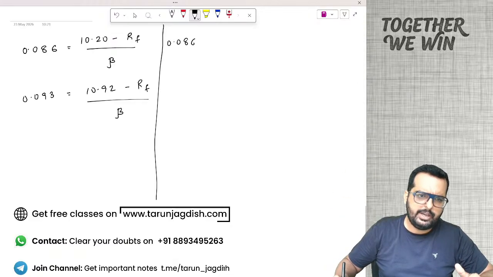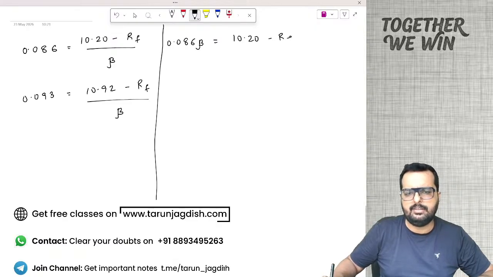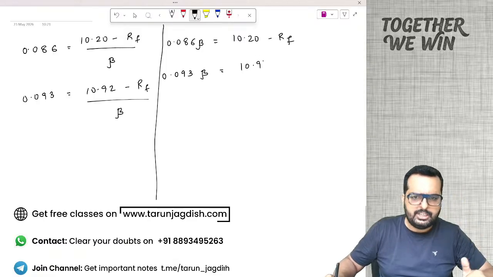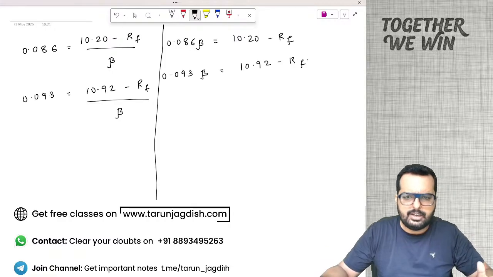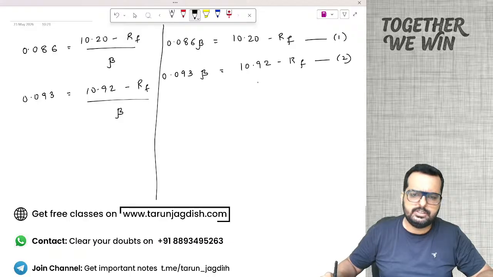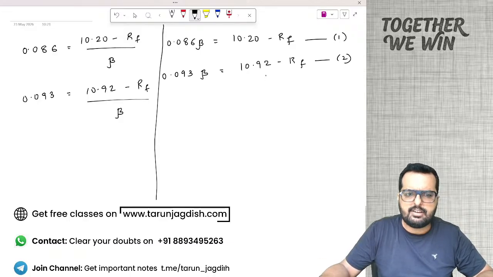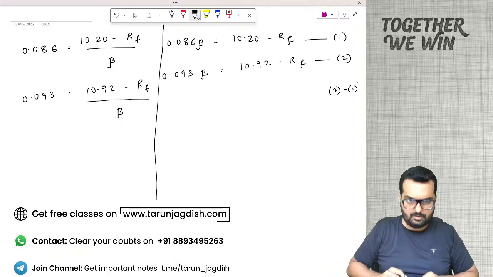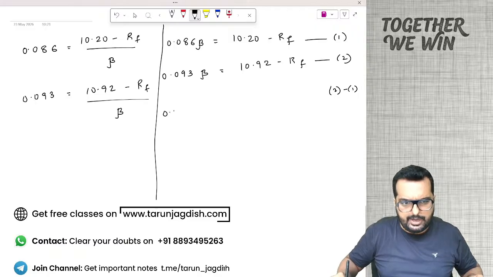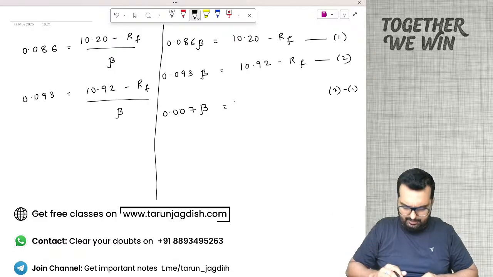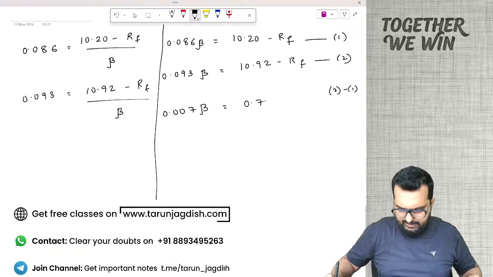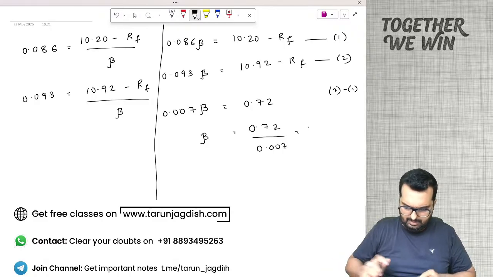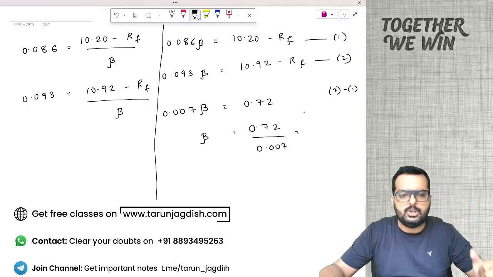Okay. So then what you will get: 0.086 beta is equal to 10.2 minus RF, and 0.093 beta is equal to 10.92 minus RF. I hope I have done it correctly. I'll call this equation number 1, and this equation number 2. Once I put it this way, I will try solving the equations. I will do equation 2 minus 1. I'll get 0.007 beta is equal to, RF will get cancelled, 0.72. Therefore, beta will be equal to 0.72 divided by 0.007. If I do it this way, I'm getting the beta as 102. So that doesn't look to be correct.